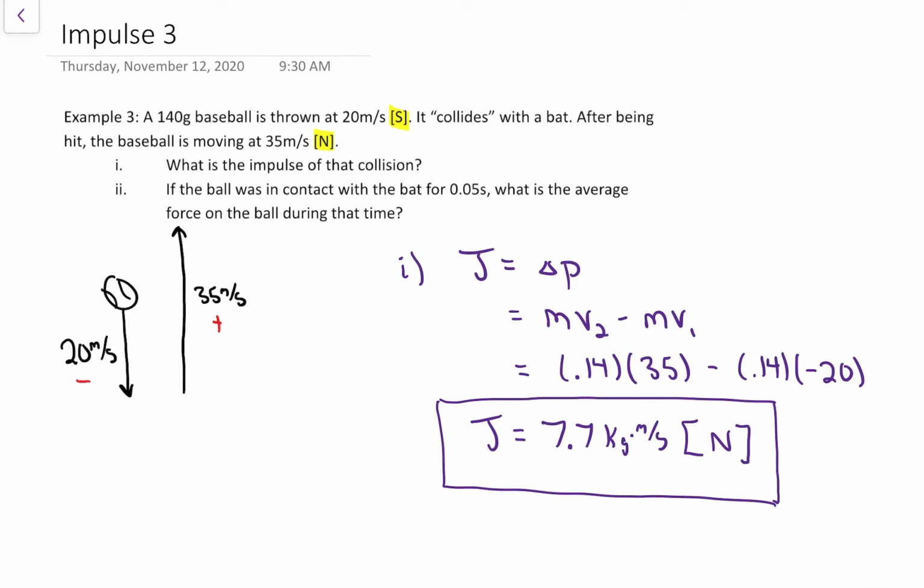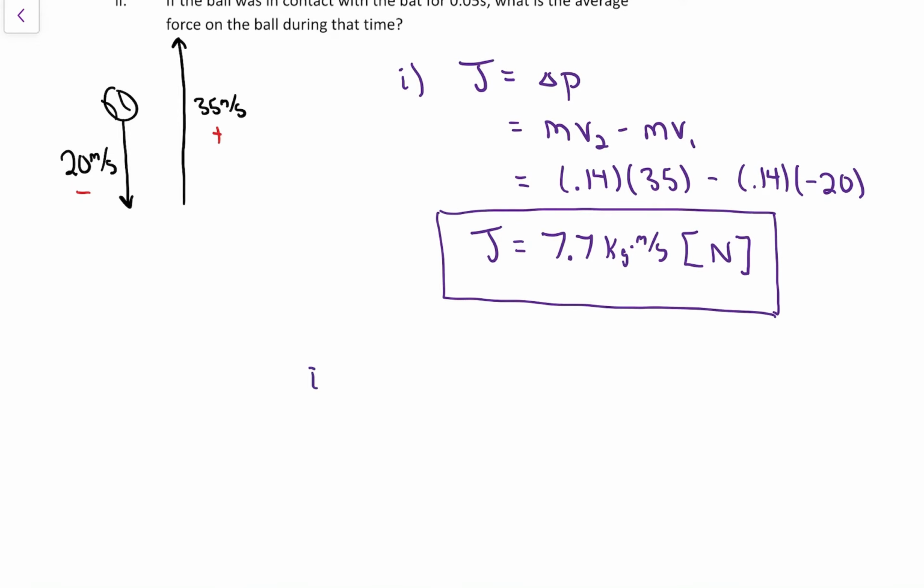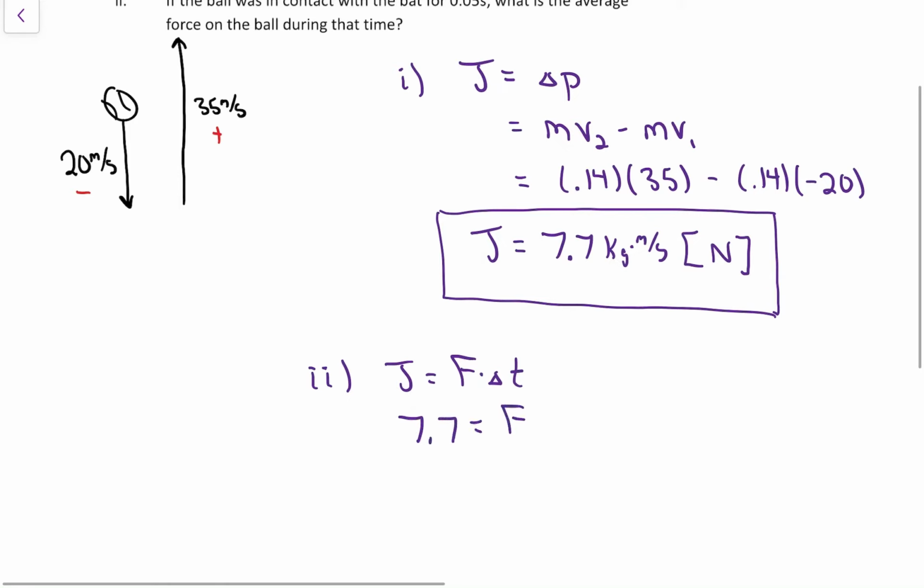Then kind of like we did before, if we know the impulse, we can now use the second version of the equation to find something else. In this case, we can use it to find the average force. My 7.7 number is equal to force times time. The time I made up was 0.05. So the force is going to be 7.7 divided by 0.05.